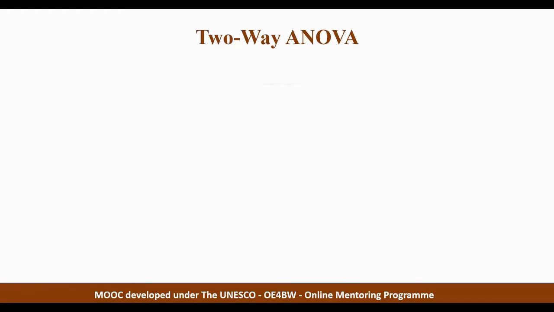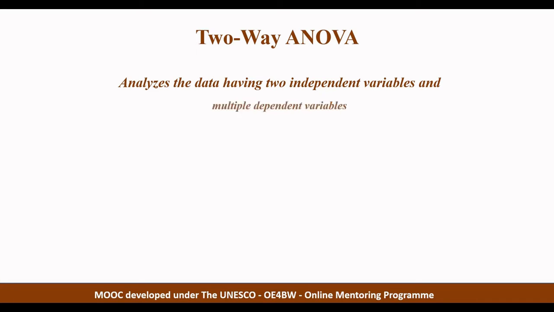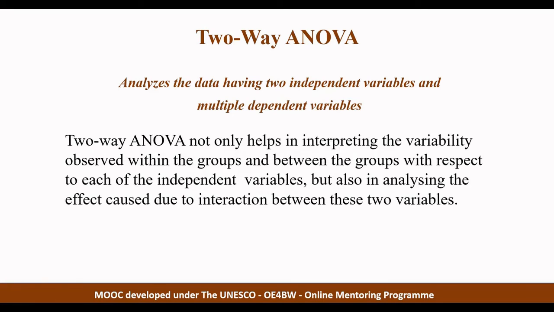Two-way ANOVA analyzes the data having two independent variables and multiple dependent variables. Two-way ANOVA not only helps in interpreting the variability observed within the group and between the groups with respect to each of the independent variables, but also helps in analyzing the effect caused due to interaction between these two variables.